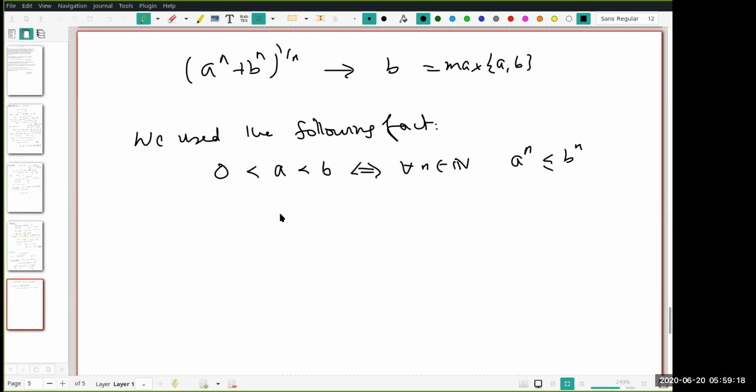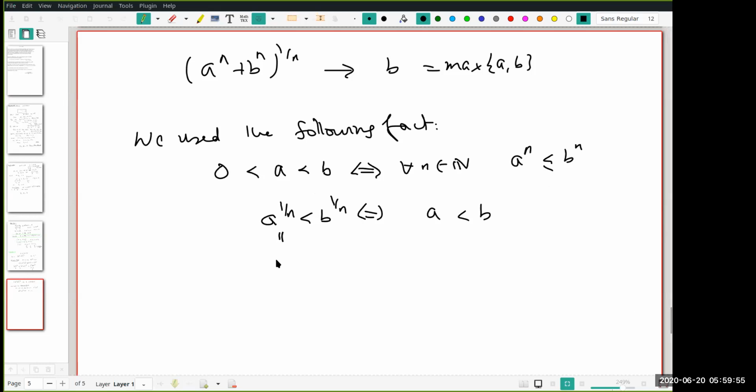In particular, A to the power 1 by n is less than B to the power 1 by n if and only if A is less than B. Do you understand that? With the same assumption, I know the nth root of A exists, and the nth root of B exists. Then I claim A is less than or equal to B if and only if the nth root of A is less than or equal to the nth root of B. Where does it follow? Because you can raise it to the power n, and this is what I get.